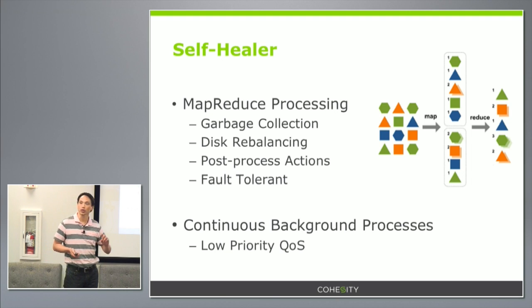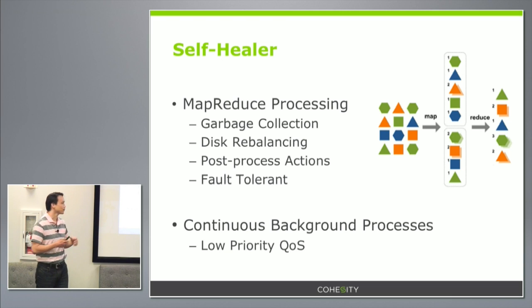The other thing we do with Selfhealer is post-process actions. For example, if you want to turn on encryption or compression on a file system, we don't need to do it immediately. We can do it in the background. And of course, this system has to be fault tolerant. If a node goes down, we can't just say, sorry, I can't heal the system. It has to continue.